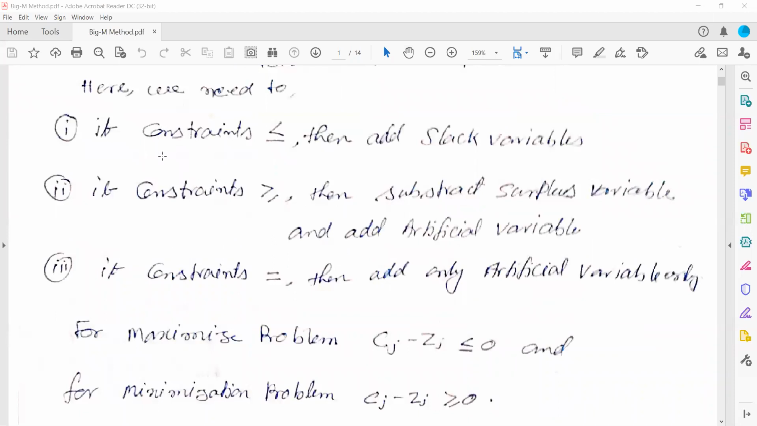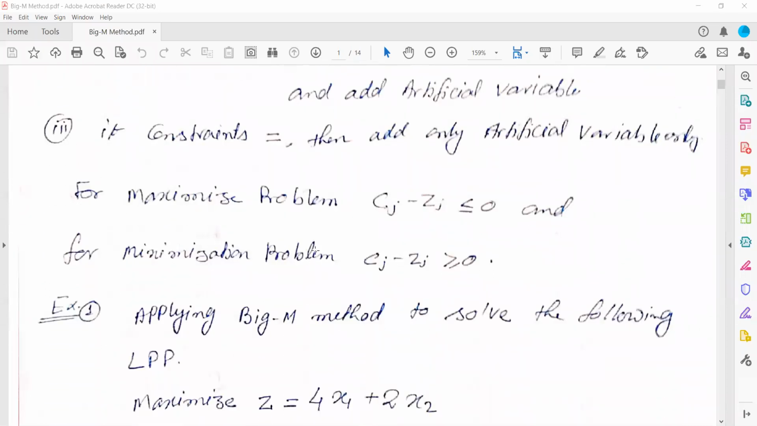Already I told you, if the constraint is less than or equal to, then you only have to add the slack variable. And if the constraint is greater than or equal to, then you have to subtract one surplus variable and add one artificial variable to convert this inequality to equality. And if the constraint is directly given as an equality, then you need to add one artificial variable, simply added to the left side of the constraint.